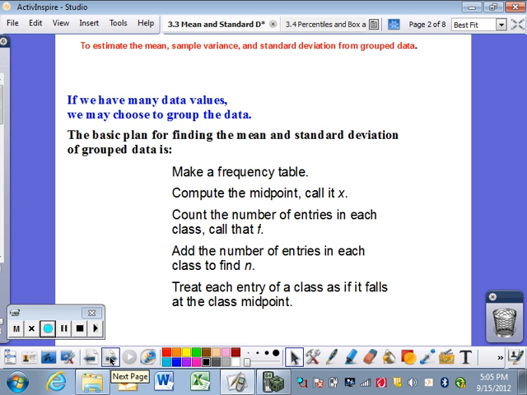Now we did this with the histogram section of chapter 2. You're going to have the different high and low categories, and what we're going to do with those is use the midpoint. We're going to call that x. We have to calculate the midpoint, and that's going to be our x value. And then we're going to count the number of entries, which is just your frequency. Okay, and we know what frequencies are. And we're going to add the number of entries to find n, and then we'll see how this all works in the next example.